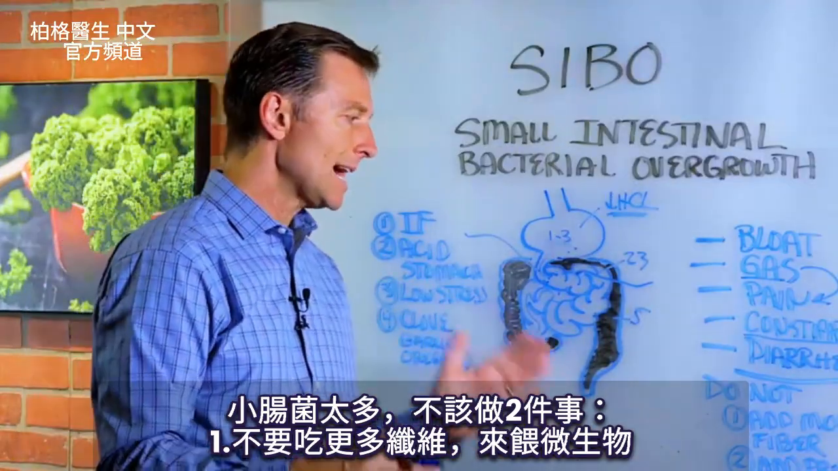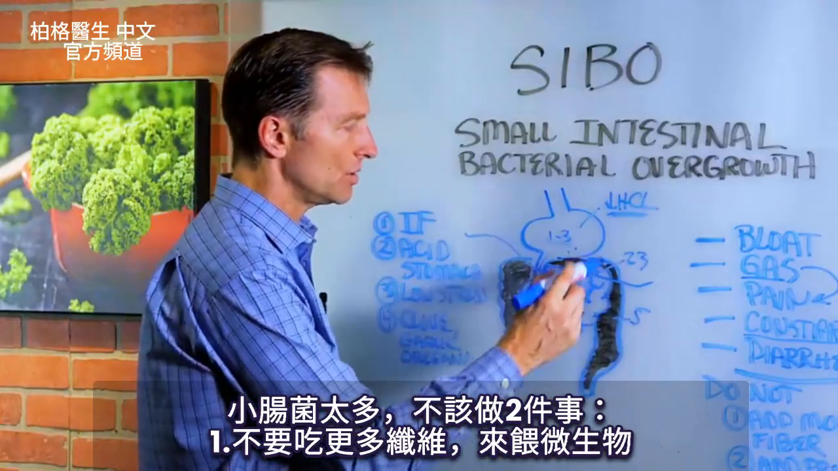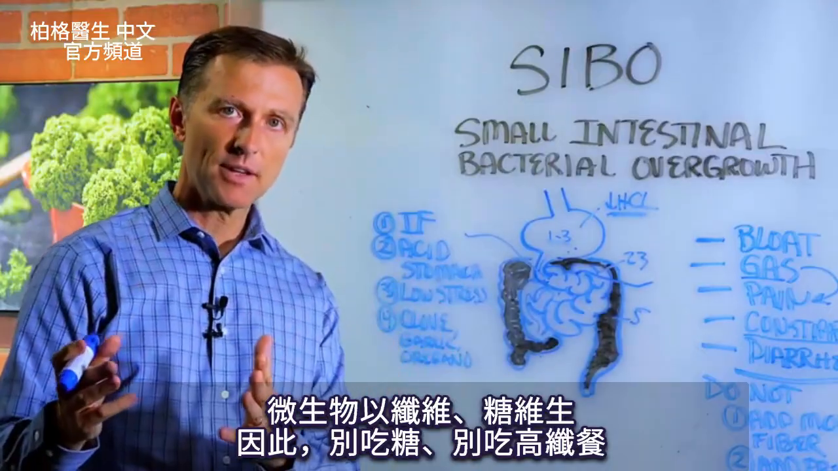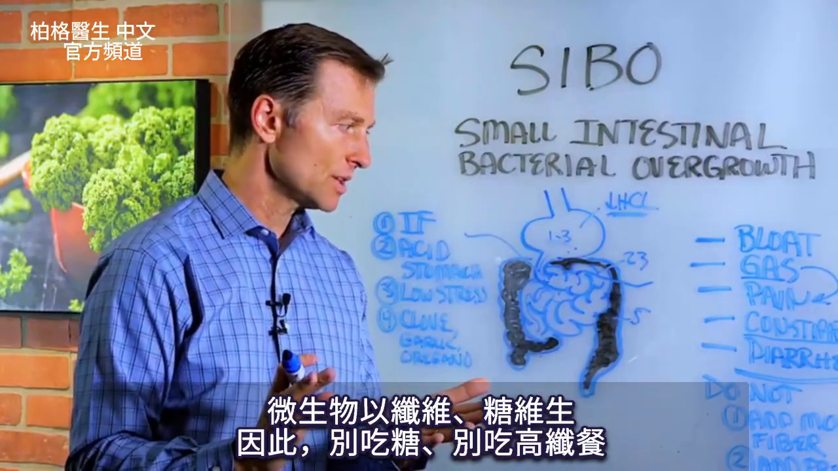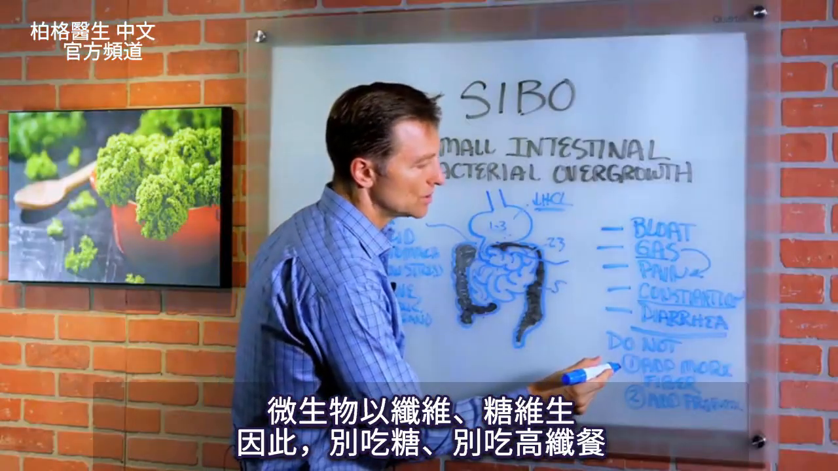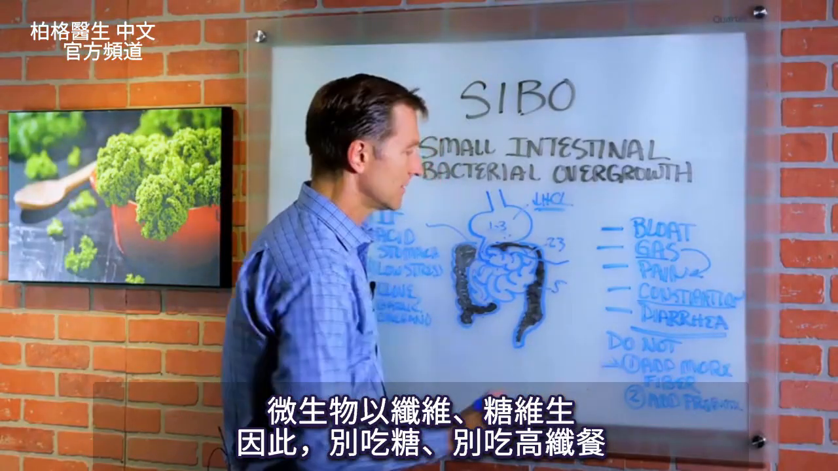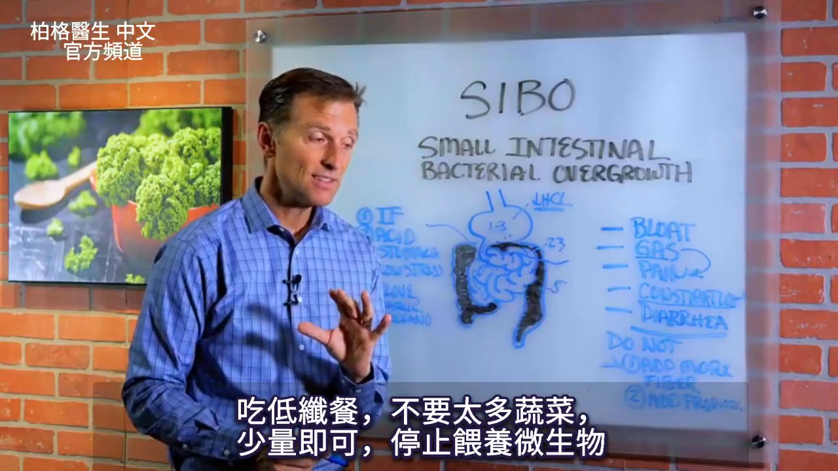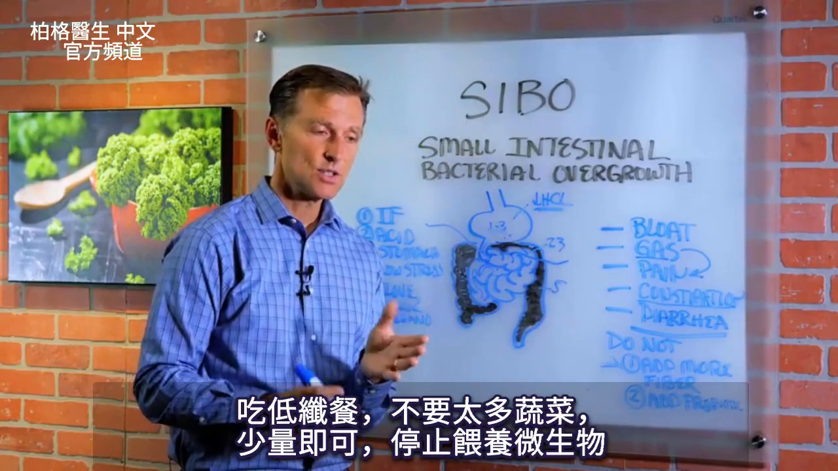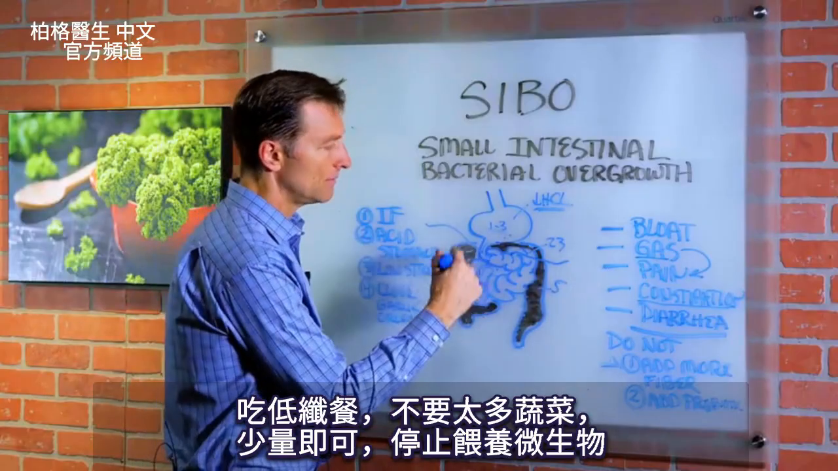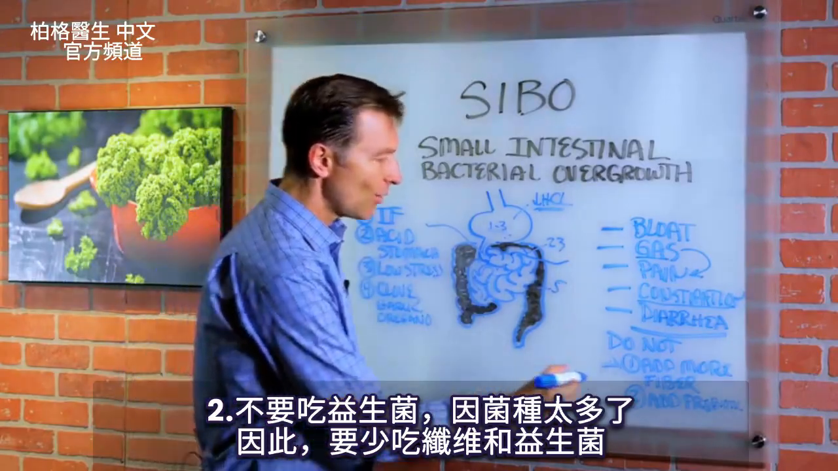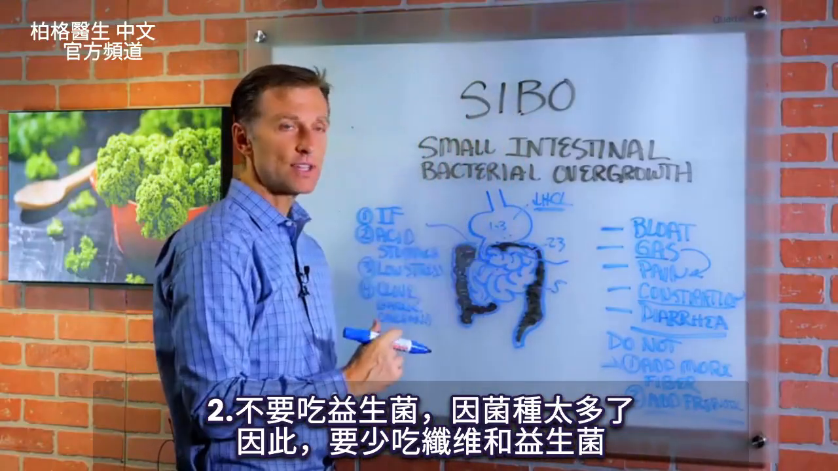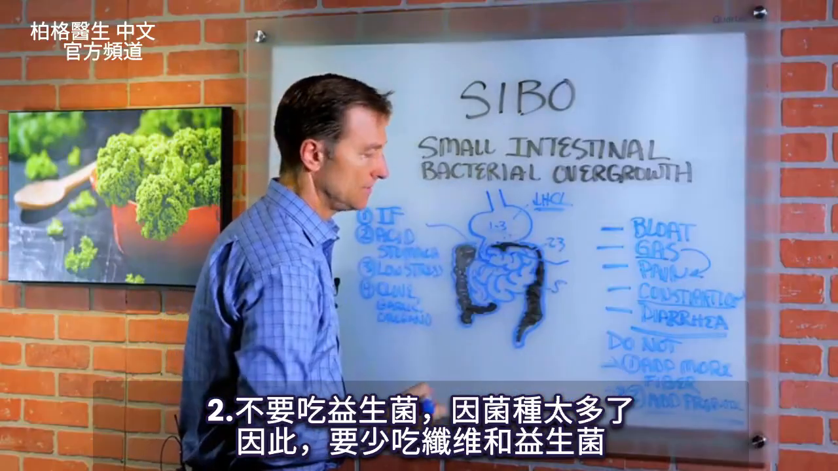So here's what not to do. What we don't want to do is dump more fiber to feed the microbes. Microbes live on fiber and they also live on sugar, so obviously we don't want to do any sugar. So we don't want to do a high fiber diet. We want to do a lower fiber diet. That means even vegetables. You don't want to consume as many, just a very small amount, because we don't want to keep feeding the situation. And we don't want to add probiotics or microbes because we already have too much. So these two things are not good.